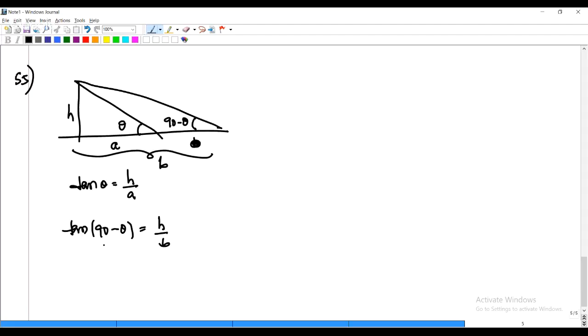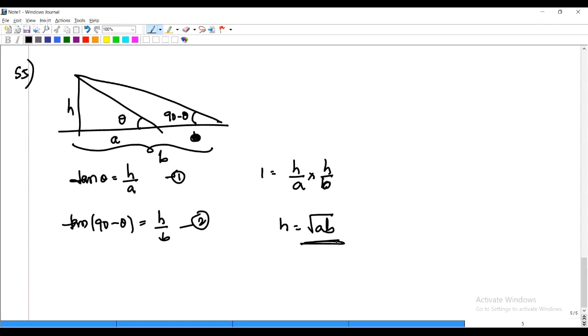So tan 90 minus theta becomes cot theta, tan theta into cot theta. If you do 1 into 2, simply 1 is equal to H by A into H by B, which gives H is equal to under root of AB.